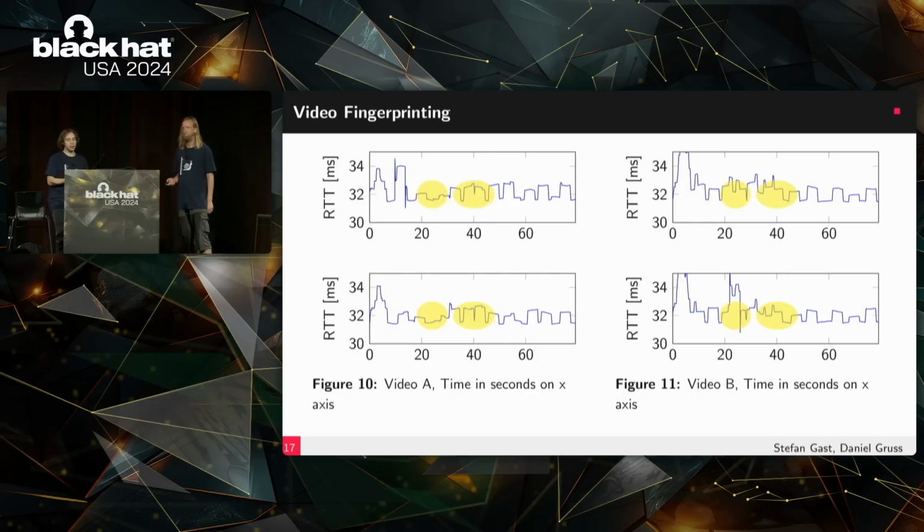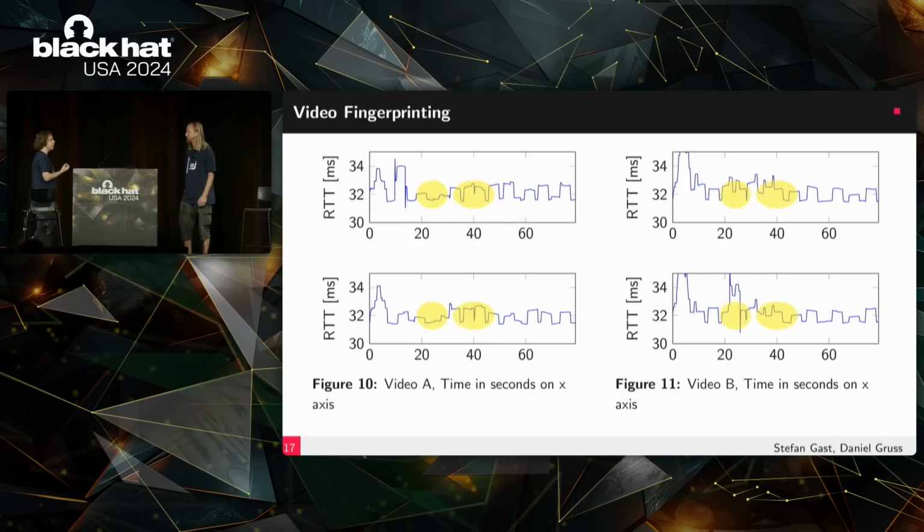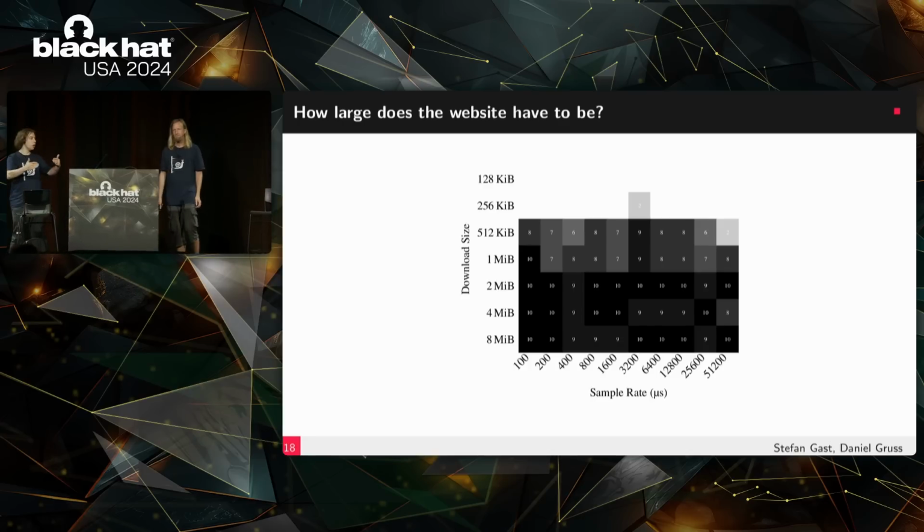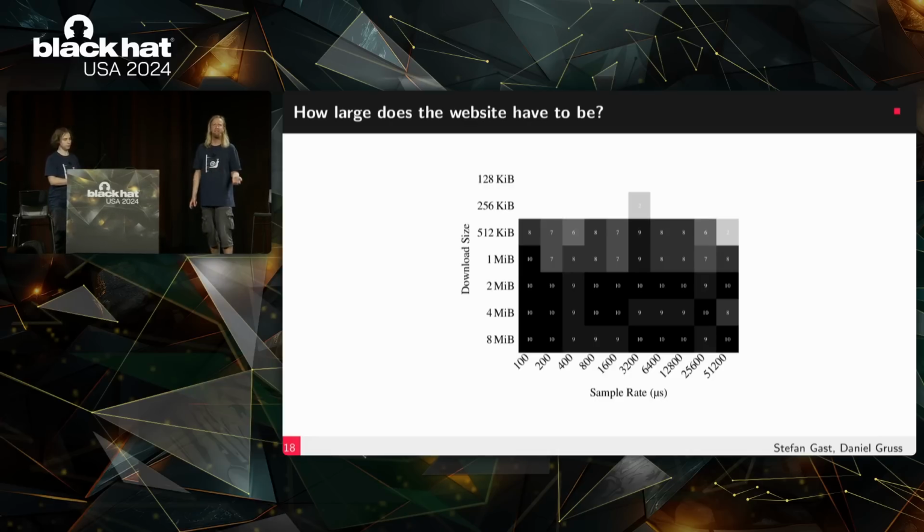Now, one question might come up, and that is, how large do these resources have to be so that we can monitor them, right? Because we will not always have a congestion on this last mile. We checked that, and we observed that we need something around 0.5 megabyte.